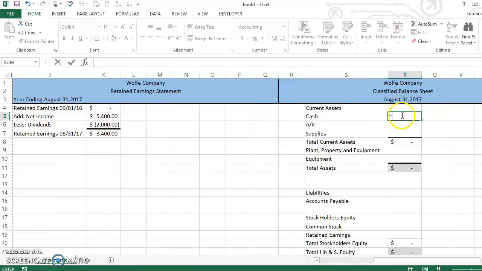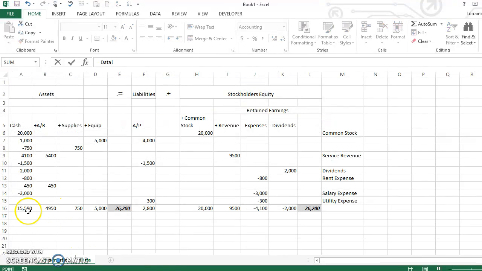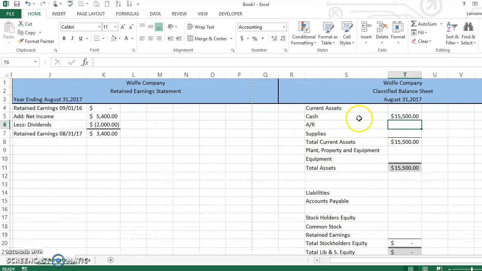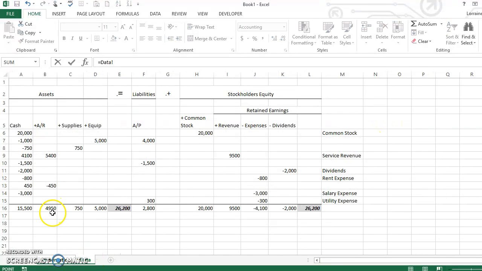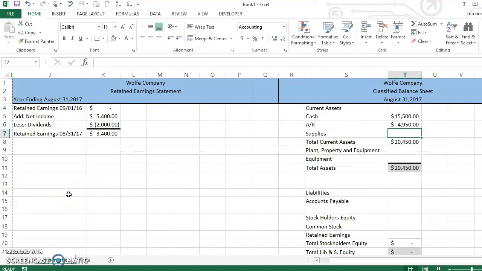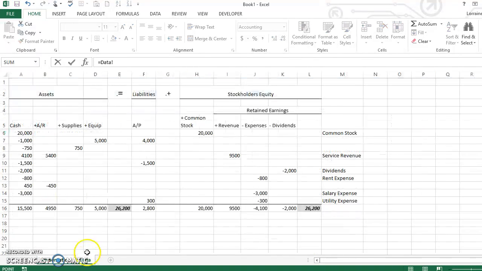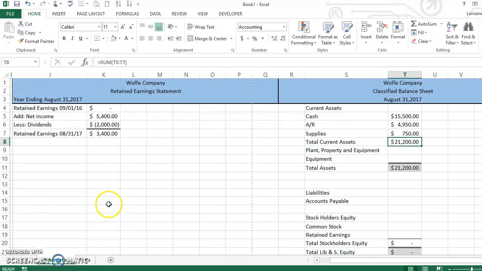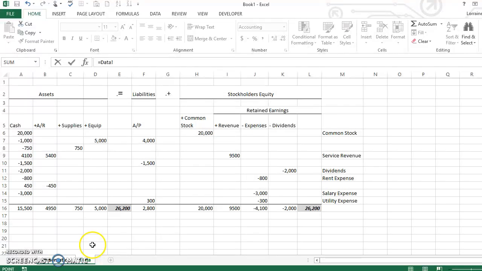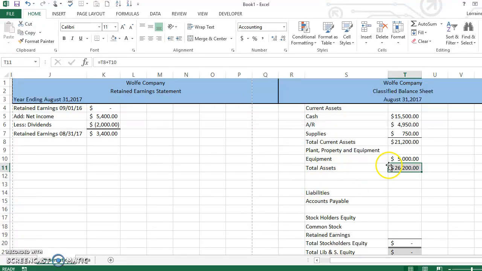Then we want to plug in our assets as well. This is one of those that it's important to have added everything up. Otherwise it would get really confusing. Our accounts receivable and our supplies. These are total current assets, but to get our total assets, we still need to plug in our plant, property, and equipment. We just have equipment, and there's no given accumulated depreciation.